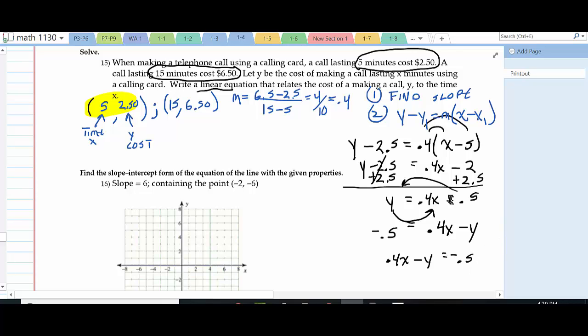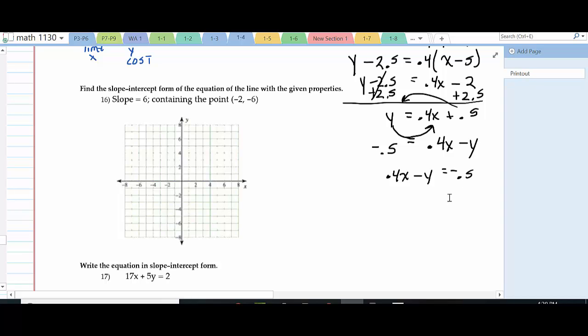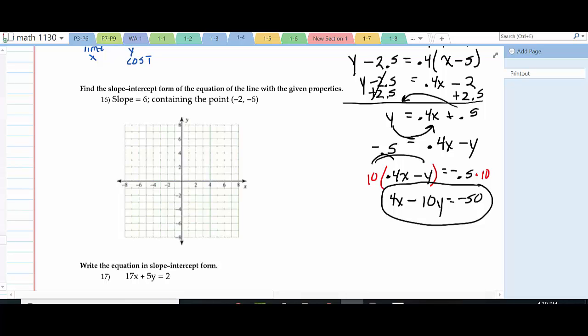Okay, but I want to mention one other thing on this problem. That's fine if you had that answer. Another thing that you could do is make the decimal go away. So what can you multiply 0.4 by to make the decimal move to the right one place? 10. So another thing I'd like you to do is go ahead and just multiply everything by 10. Because you want to know how to work with decimals and fractions. So that would be 4x minus 10y is equal to negative 50. Okay, that would be the cleanest way you could write that answer. Okay, yeah. What's that? Oh, negative 5.